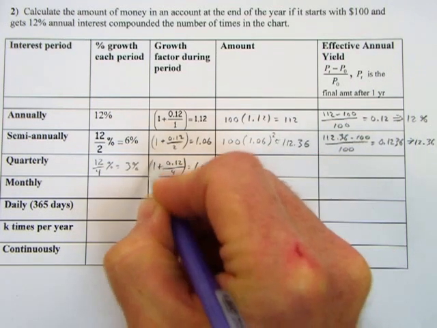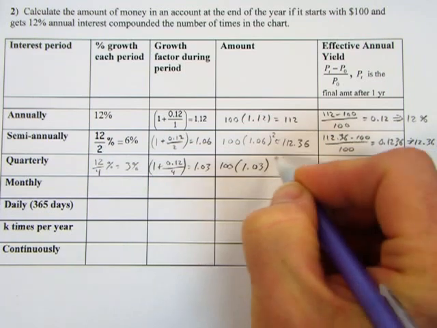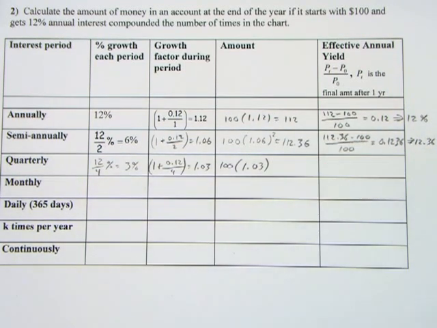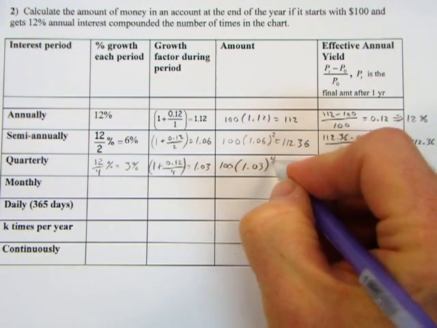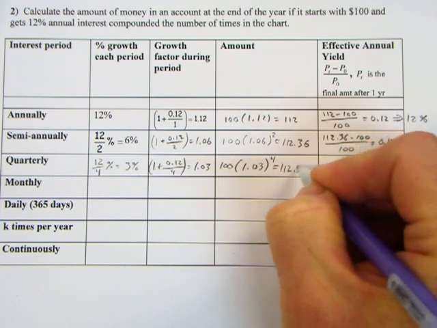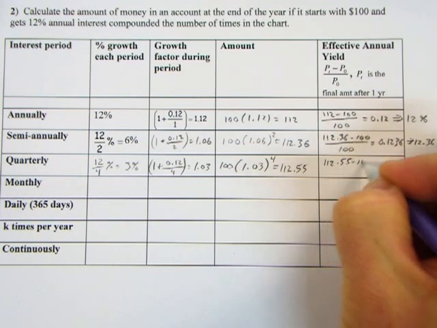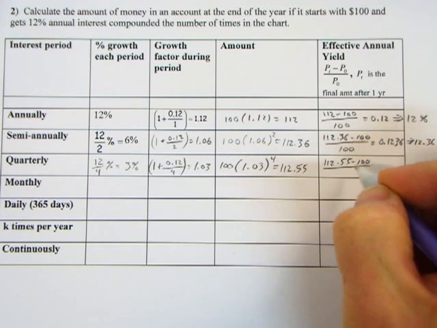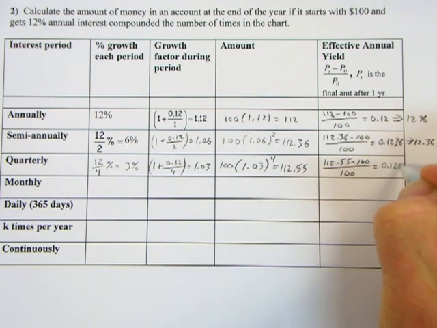Now this time, we have 100 times 1.03 to the what power? Well, how many times are we going to compound this in a year? Well, we're going to do it 4 times. Do that calculation, we get 112.55. Now we'll compute our effective annual yield, the 112.55 minus 100 over 100, and we get 0.1255, which means we now have 12.55%.